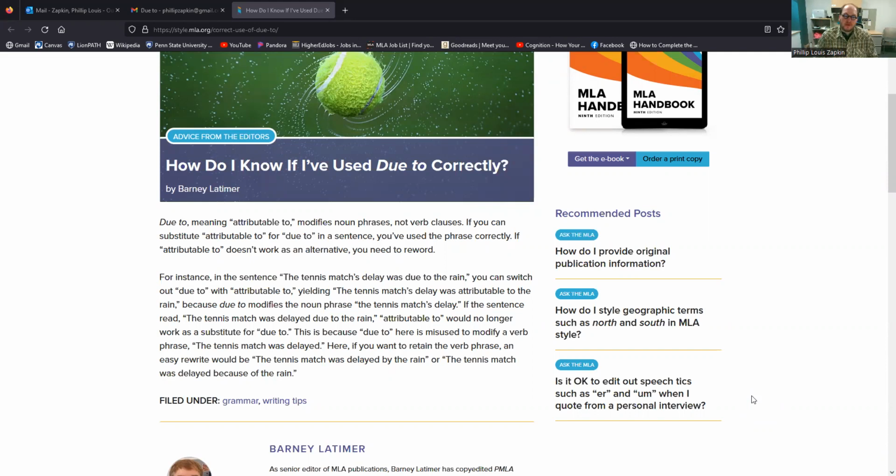So this is what the MLA had sent out. This is by Barney Latimer. "How do I know if I've used 'due to' correctly?" And what it says here is, "'Due to,' meaning 'attributable to,' modifies noun phrases, not verb clauses. If you can substitute 'attributable to' for 'due to' in a sentence, you've used the phrase correctly. If your 'attributable to' doesn't work as an alternative, you need to reword." I'm not going to read the whole second paragraph, but that's the basic rule, right? If this is talking about something driven by a noun, something driven by a person, place, thing, or idea, rather than something driven by an action, then you're right.